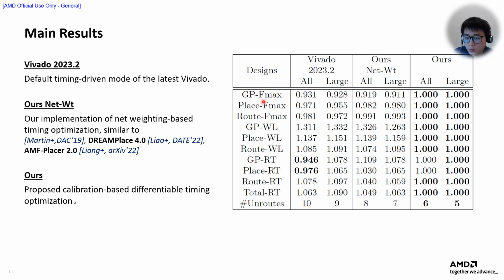More specifically, we are about 7 to 9% better on Fmax after GP, and 1 to 3% better after route. And we're also achieving about 7 to 9% better post-route wire length, which translates to much better routability and leads to a 5 to 9% reduction in the whole backend runtime. And this better routability also leads to more designs being routable.